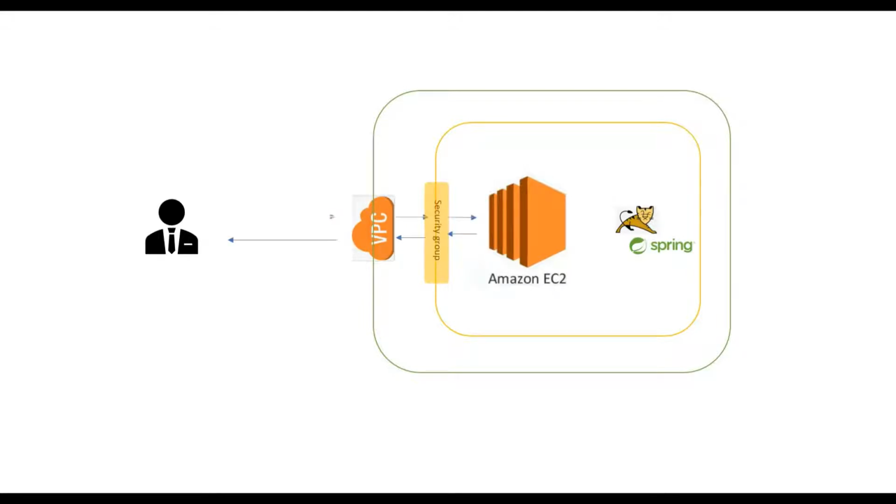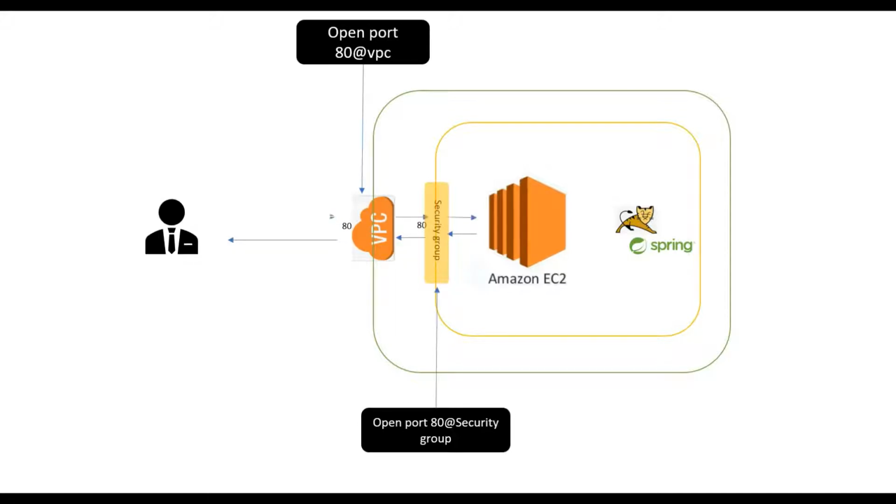In order to allow this end user to use your Springboot application, you have to ensure that port 80 is opened at VPC level. If you are using default VPC, it is already taken care of. So basically you don't need to do anything here. Then you also need to open port 80 at security group level, and then finally you need to map port 80 of your EC2 instance with port 8080.